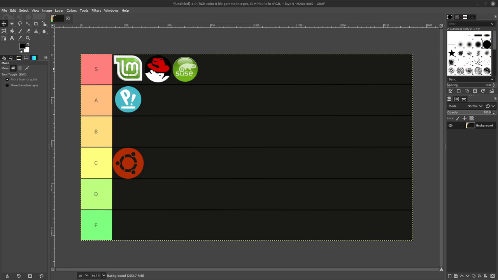That is something that I completely understand. I give it S tier because honestly, it is perfectly fine. Now let's go ahead and go into Fedora.